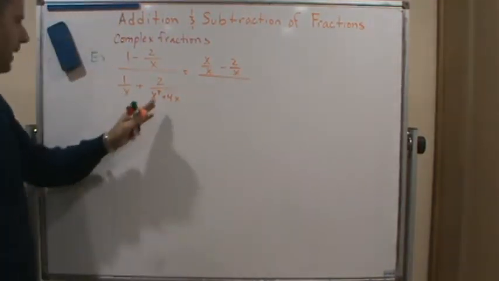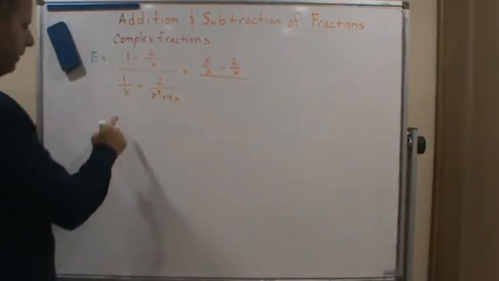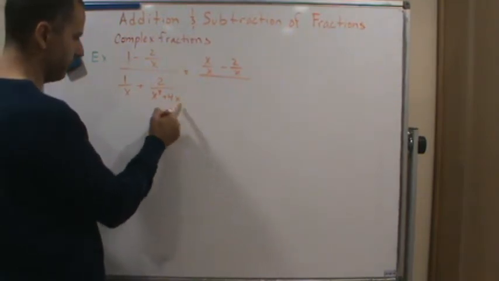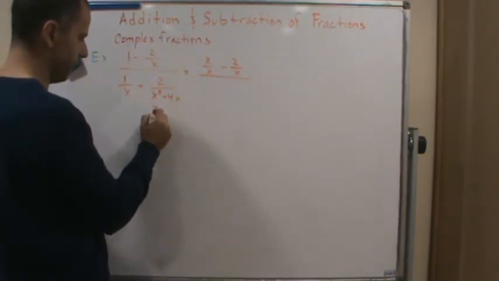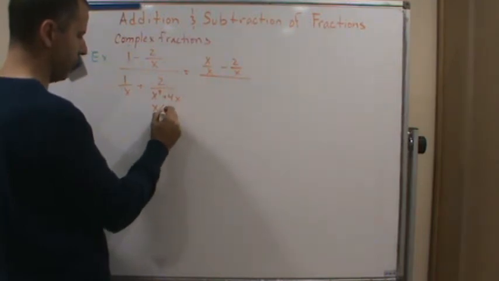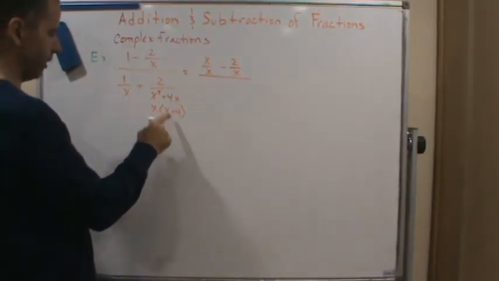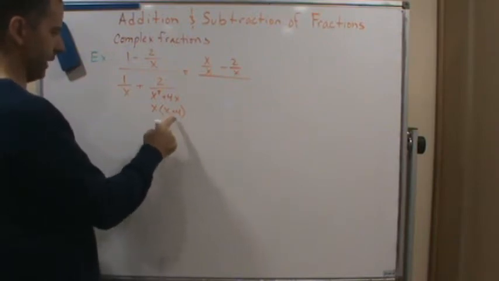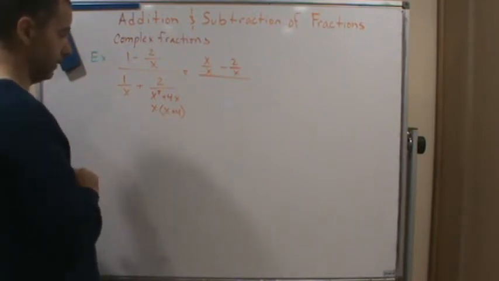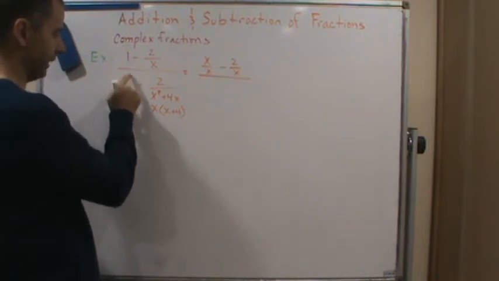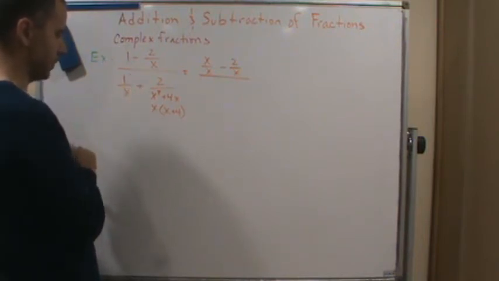And now the bottom, look at the bottom. So this is just an x, we can't do anything with this. But this one we can factor out an x. So we can write this as x times the quantity x plus 4. So now we've got an x here, we've got an x plus 4. So the least common divisor is going to be x times x plus 4, right? And so we need an x plus 4 over here. So in order to get that, we need to multiply the top and the bottom by x plus 4.